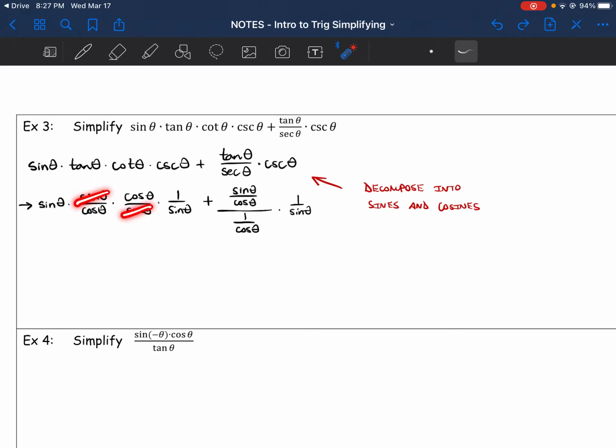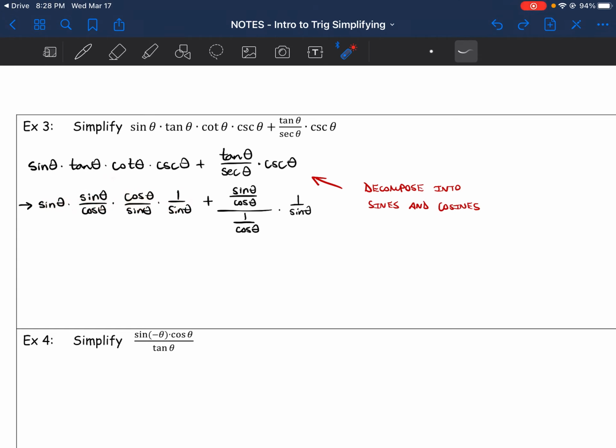This sine will cancel with this sine. This cosine will cancel with this cosine. This sine of theta in the denominator will cancel with this. Imagine this is like a sine over 1. So this whole thing is actually going to turn into a 1, ironically enough.